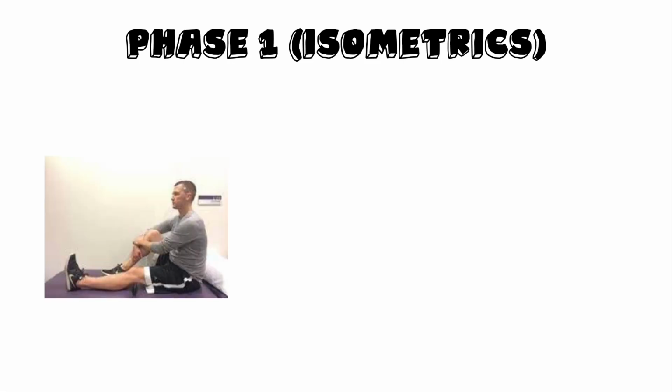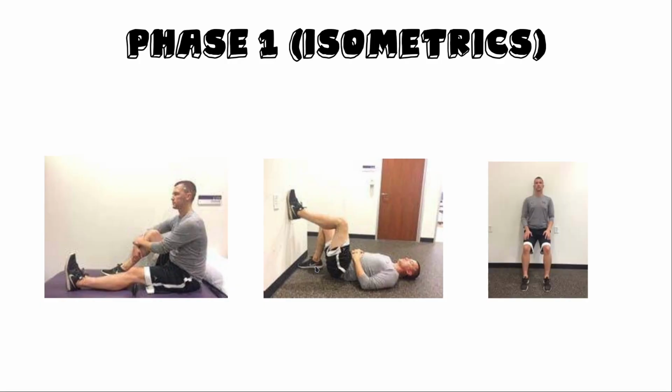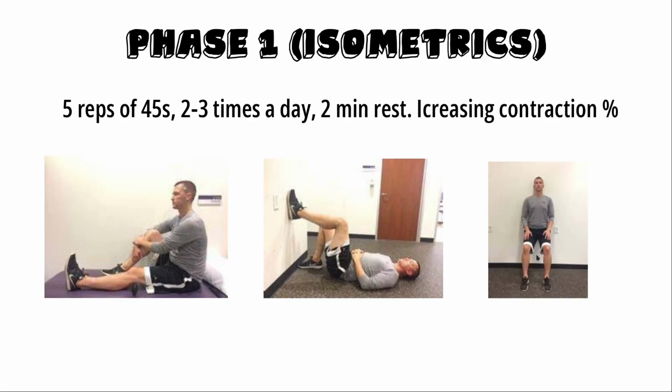So in this case, we would do knee extensions from a limited range of motion laying down. We would push a wall isometrically, or we would do wall isometric squats. Ideally, in these isometric exercises, we would do 5 reps of 45 seconds of each of these isometric contractions, 2 or 3 times a day with 2 minutes rest.